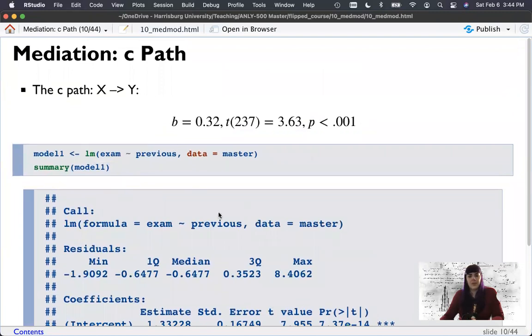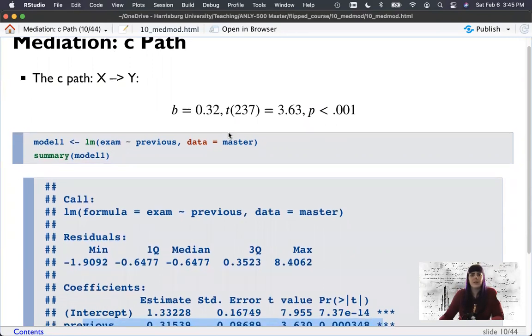And so I just printed that out here. Now don't forget, we can use our APA print options too to make these print pretty nicely. I think I just typed this one out because I had it saved from before, but we could also use that print function we saw in the last lecture. So yeah, the C path is significant. I think this one's called the total effect model.